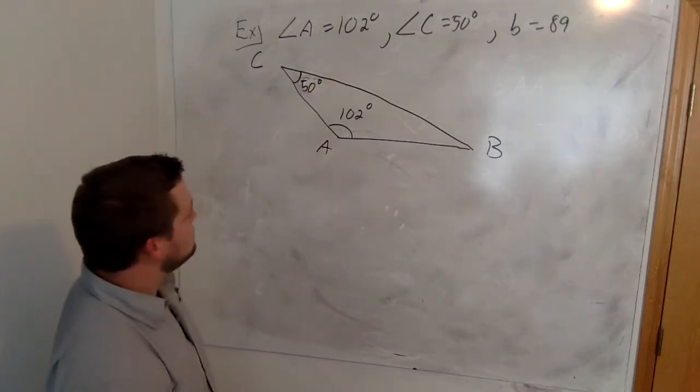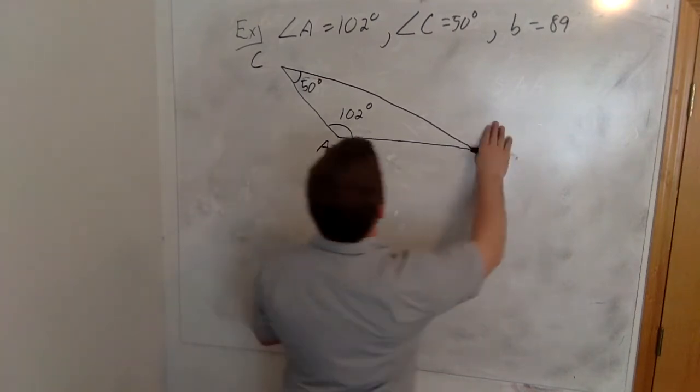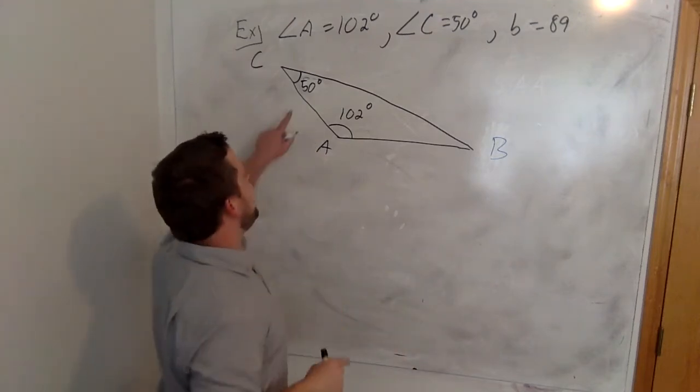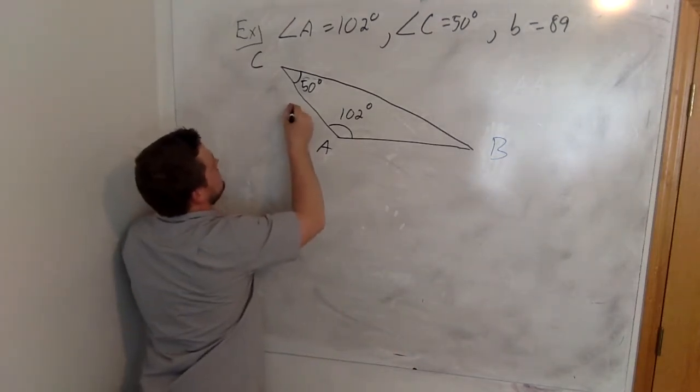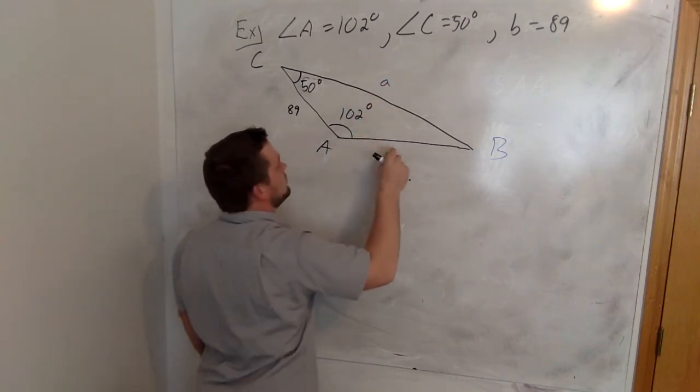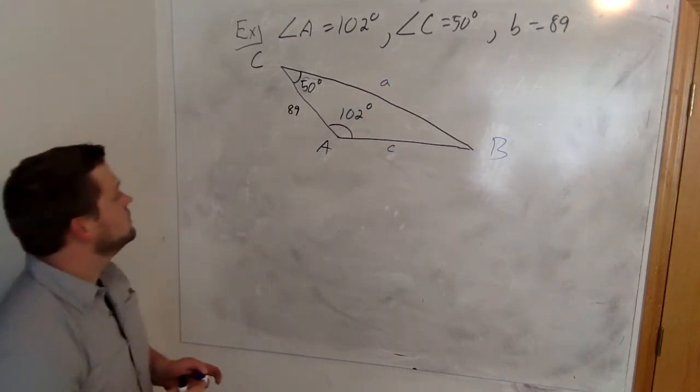Okay. And here's angle B. We don't know what angle B is. This is a piece we need to figure out. But we do know what side length B is. We know that this length here is 89. We don't know what side length A is, and we don't know what side length C is.